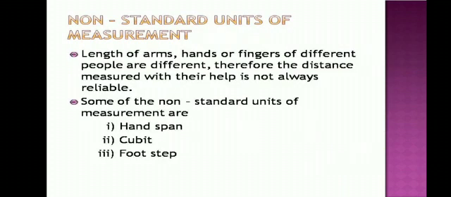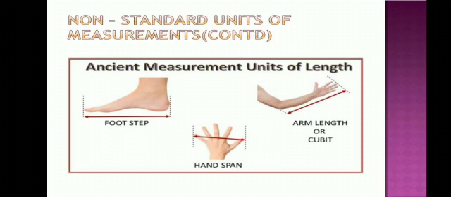Non-standard units of measurement. Length of arms, hands or fingers of different people are different. Therefore, the distance measured with their help is not always reliable. Some of the non-standard units of measurement are handspan, cubit, footstep. Ancient measurement units of length. Footstep.